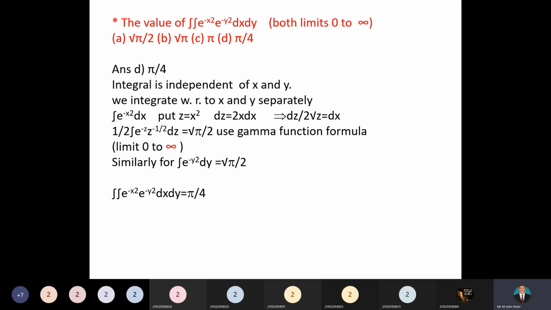This gamma function we have already seen, the limit I didn't mention. The limit is 0 to infinity. Gamma function is integral 0 to infinity e power minus x, x power n minus 1 dx. For that we can put gamma n, but here z power minus 1 by 2 we can make it as one by 2.